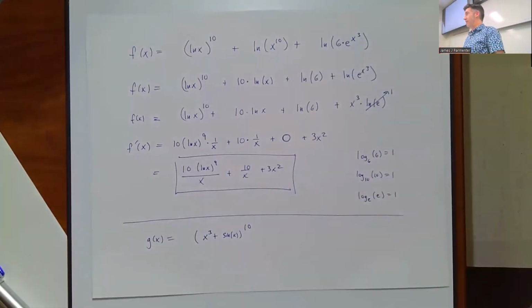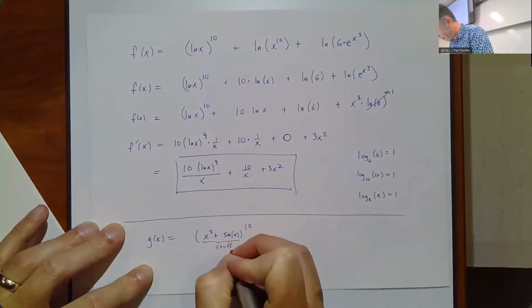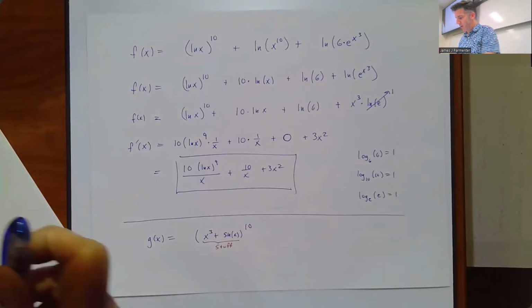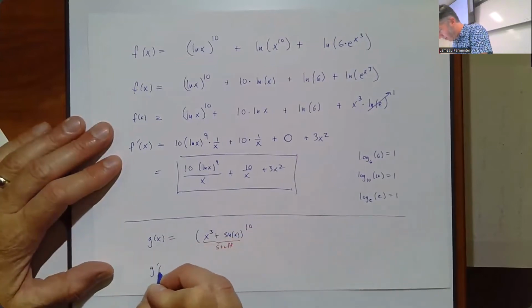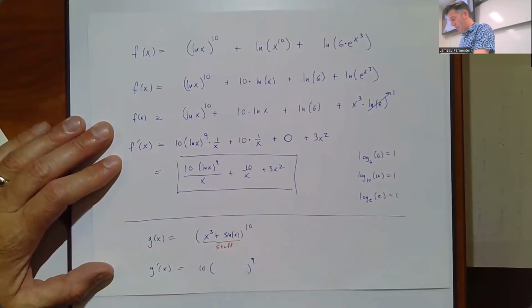Well, I said it already. I'm thinking of it as my stuff. Right, this is my stuff. I'm going to say the word stuff probably 10,000 times when I teach this class. So the derivative here is going to be 10 times our stuff to the 9th power.